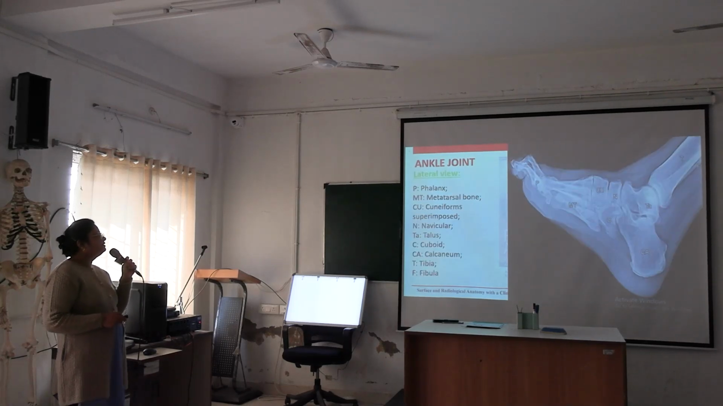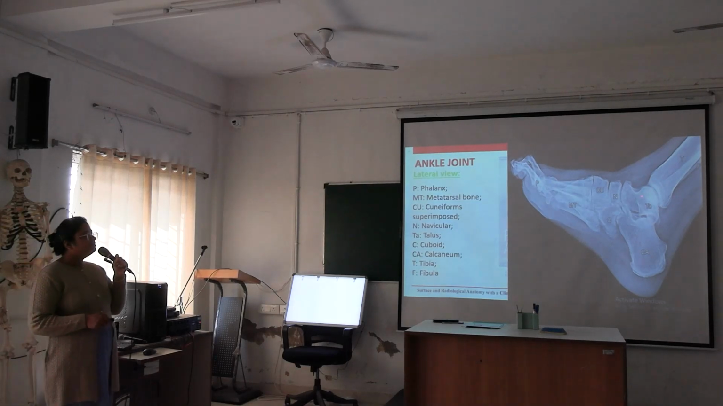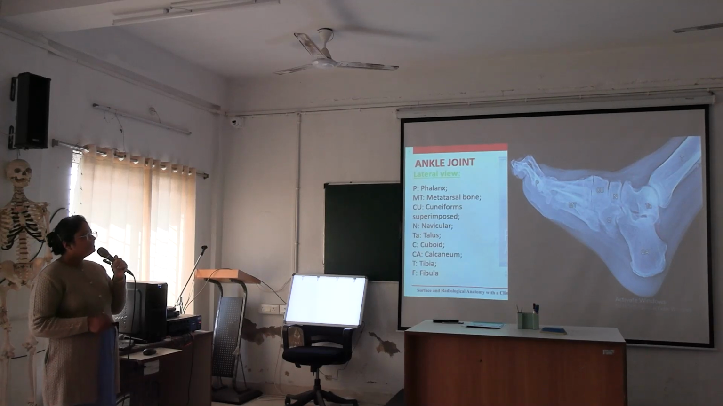Next in lateral view, this is lateral view of the ankle joint. This is lower end of tibia, here is lower end of fibula. This is talus, here is the calcaneum. In front of head of talus, here is the navicular. In front of calcaneum, cuboid. These are the cuneiforms. Three cuneiforms are superimposed, and here are the metatarsals. They are also superimposing. These are the phalanges. Okay, so all these structures you will see in lateral view.